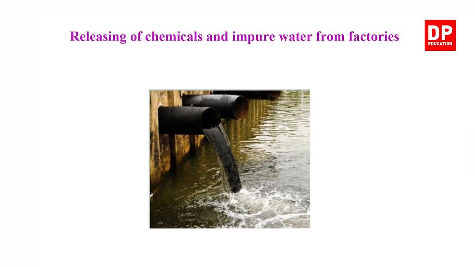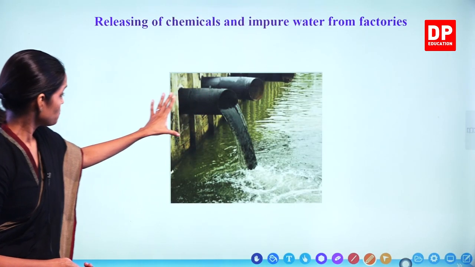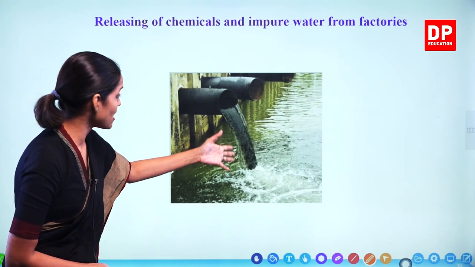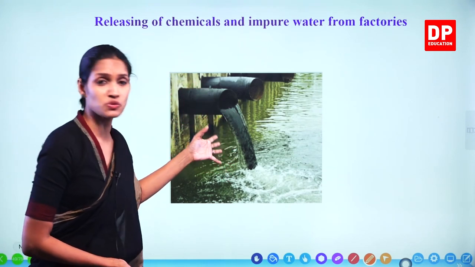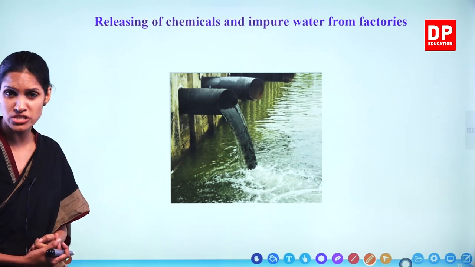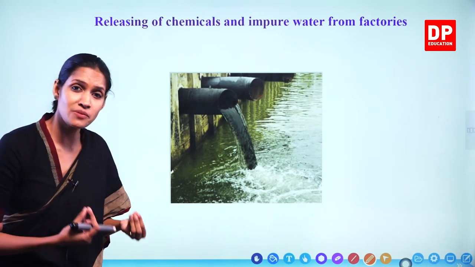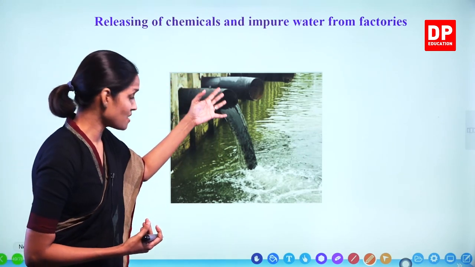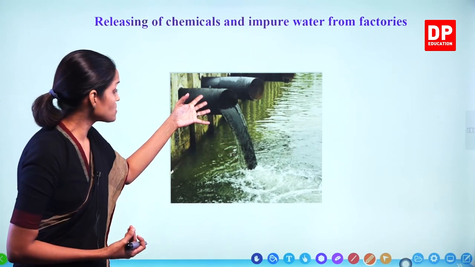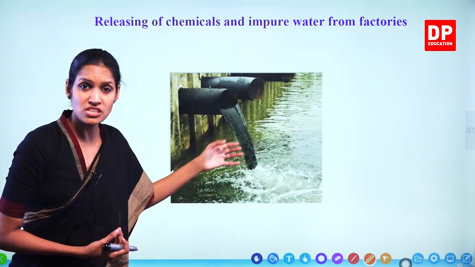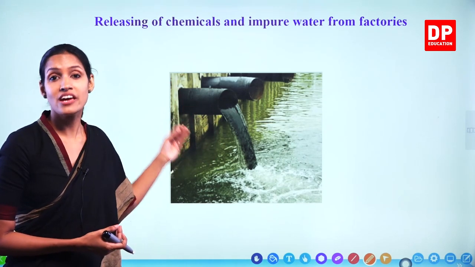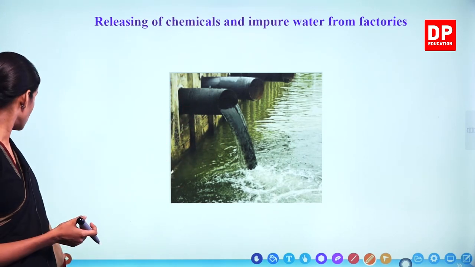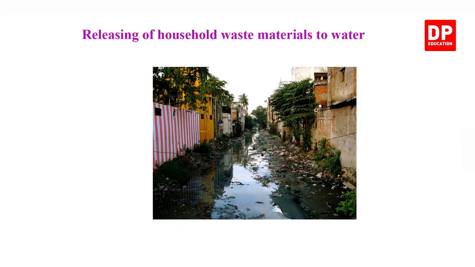Right, children, look at this. Releasing of chemicals and impure water from factories. You can see from these large tubes how this black colored water comes. So many substances are dissolved in this factory water, right? So many harmful chemicals, and sometimes it comes as hot water. So when this water is mixed with fresh water, what will happen, children? It will harm the animals and aquatic plants, okay?